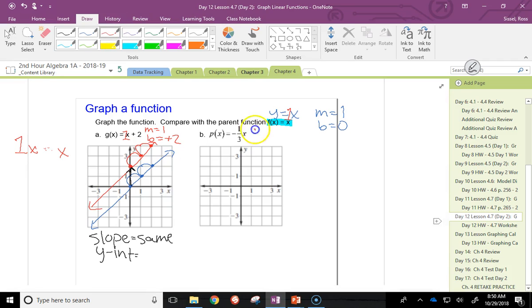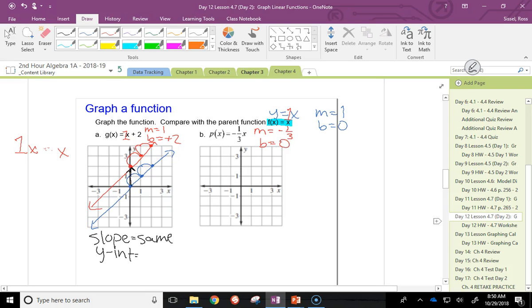What's our m? Negative 1/3. Does everyone agree? Yeah, it's negative 1/3, just like Josh said. How did you find that? Because it's in front of the x. What's our b? 0.